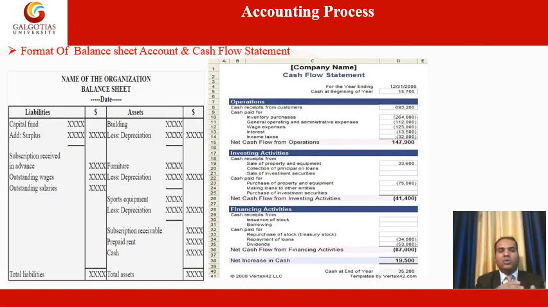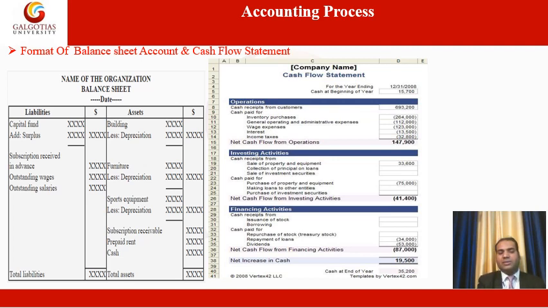Students, here I'm going to explain the format of the balance sheet and the cash flow statement. You know, guys, I have already explained what is the main motive to prepare the balance sheet. As you know, the balance sheet shows the financial position of the company, right? So here I'm going to explain how you can prepare the balance sheet of the company. First of all, guys, you have to write the name of the organization. Then you have to write the balance sheet. Then you have to write the date, right? Then this is the format.